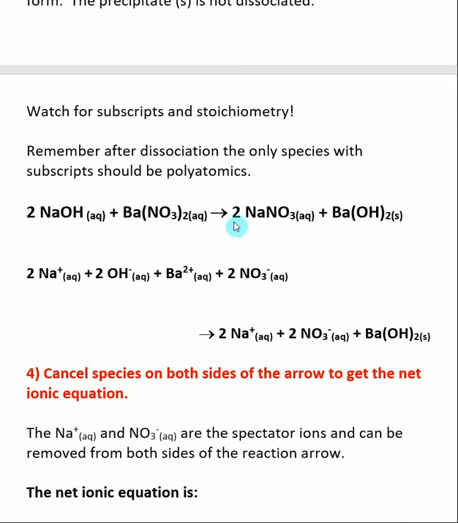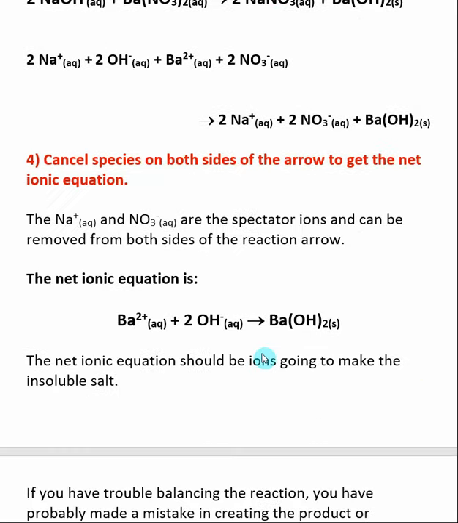Sodium nitrate has a stoichiometric 2, so this means that it dissociates to make 2 Na plus and 2 NO3 minus. And then barium hydroxide, because it's a solid and our precipitate, is not dissociated. When we're done with this, we have the complete ionic equation. So we have taken all the soluble species and we have drawn them in their ionic form.